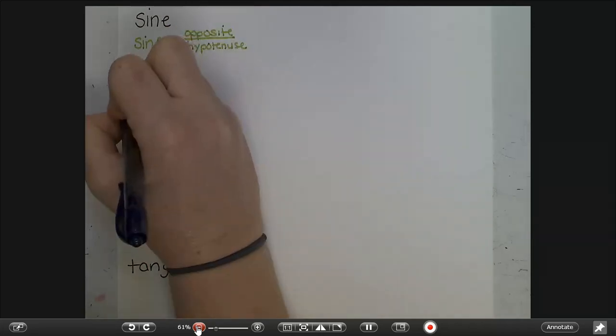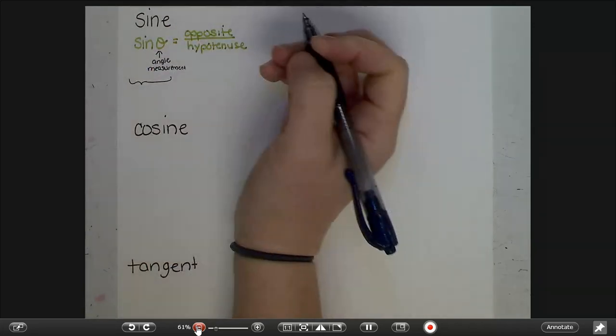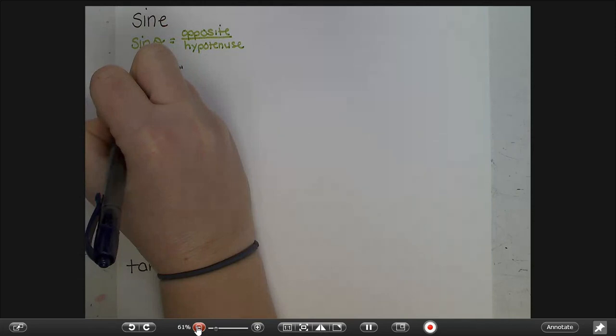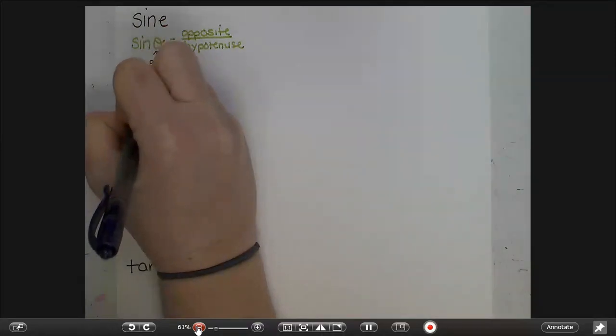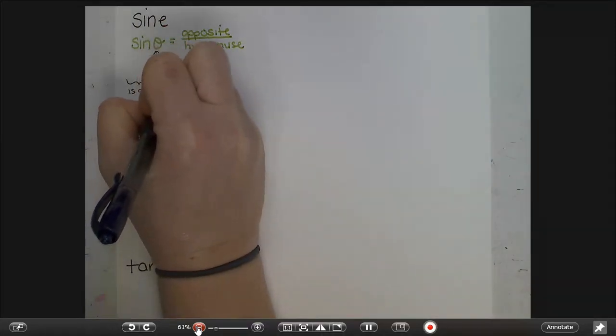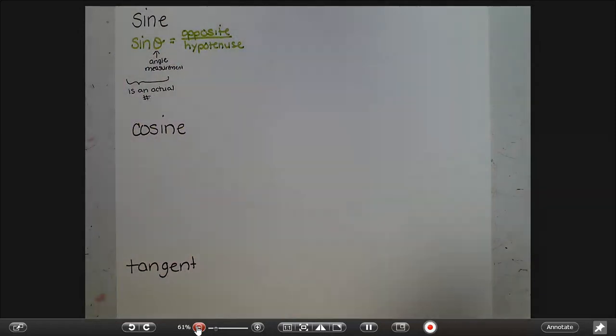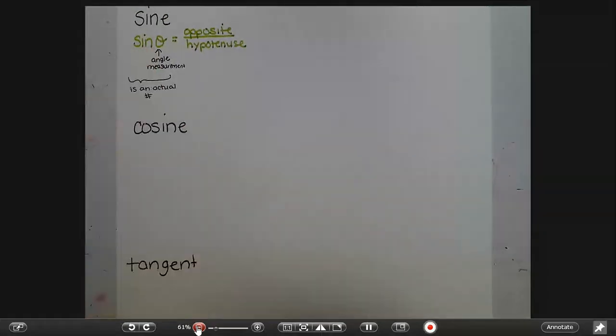But the whole piece, sine theta, this is a number. So when you're solving equations with these, you can't really break apart the sine and the angle measurement. The only time is when you're looking for an angle, but you can't just divide by sine. These go together to create one particular number. So don't break them apart except for the angle situation.